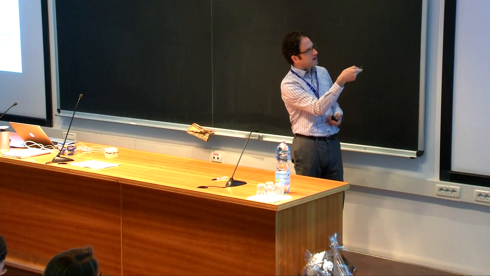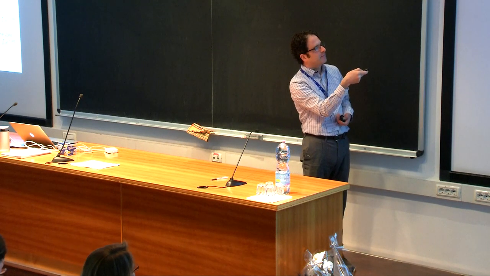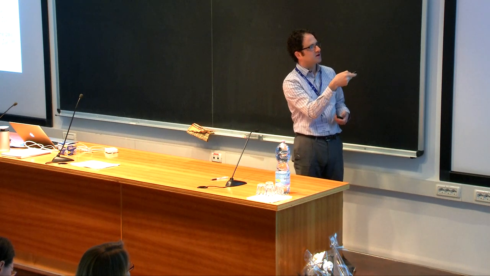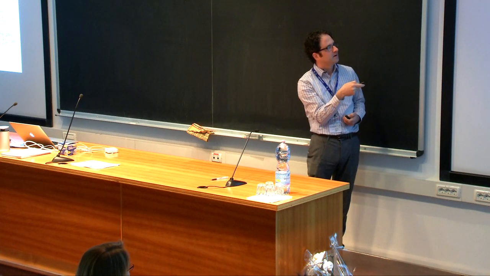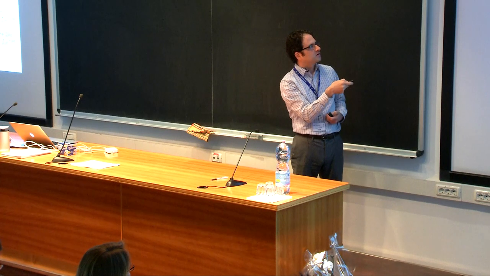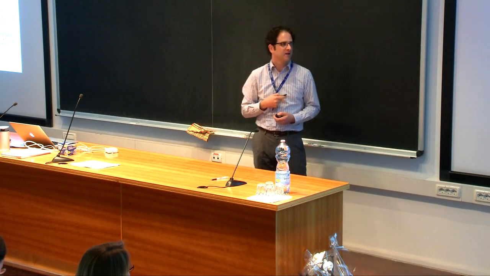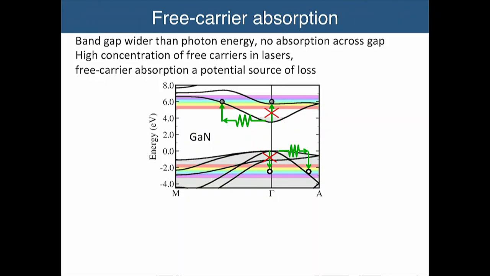So in the quantum wells, you have primarily gain. But what happens is your photons don't live only here. They have a distribution over the structure. This is the distribution of the electric field of the optical mode. And so they leak into these doped regions where they may get absorbed. And that's what I want to discuss. I want to discuss the process of free carrier absorption.